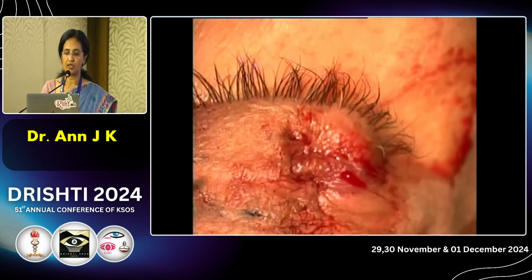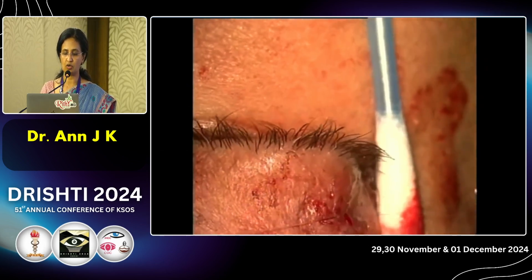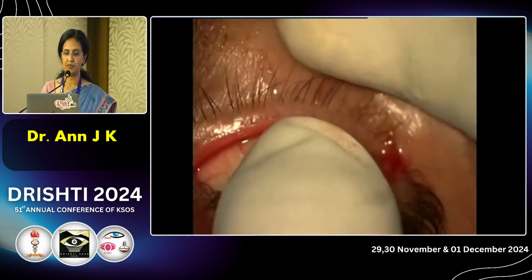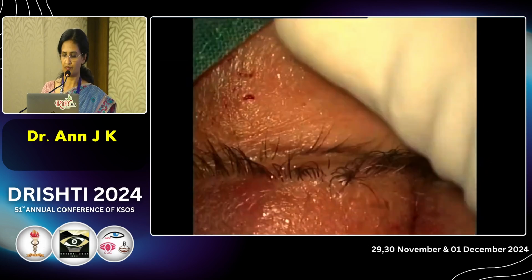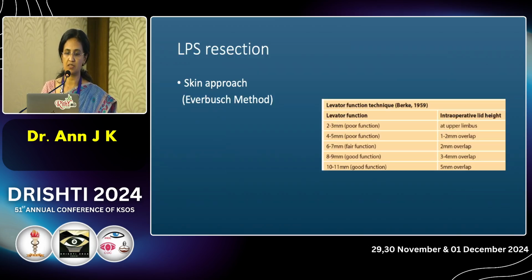To prevent corneal abrasion, you have to use a bandage contact lens, and up to 3 weeks it has to be like that. This is a patient with good correction after Fasanella-Servat surgery, but you can have undercorrection, overcorrection, etc.